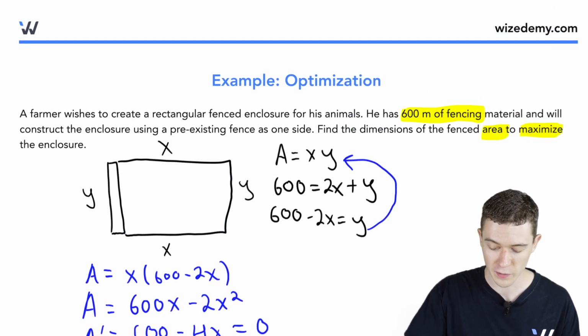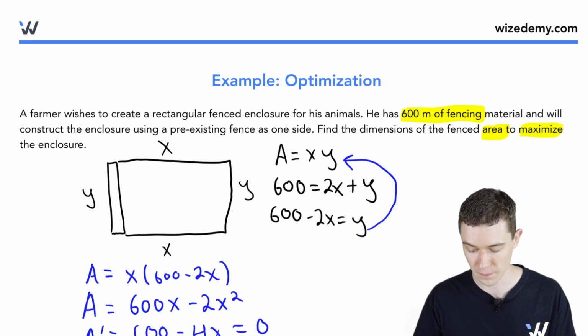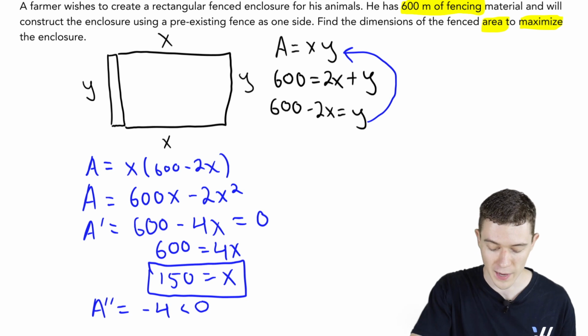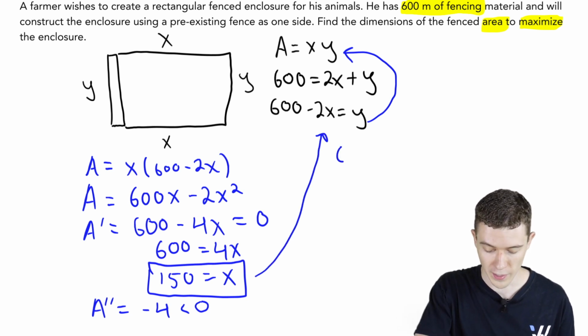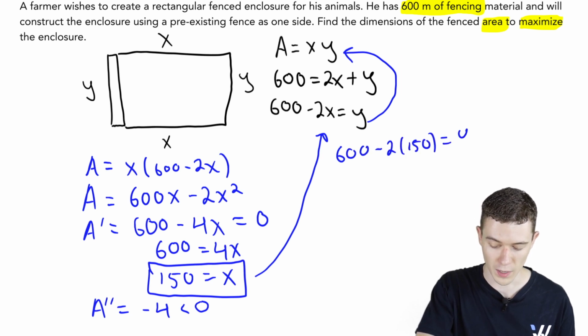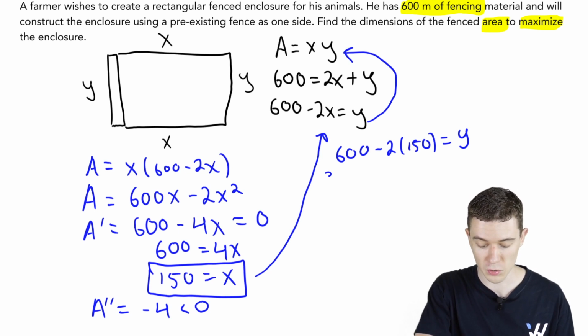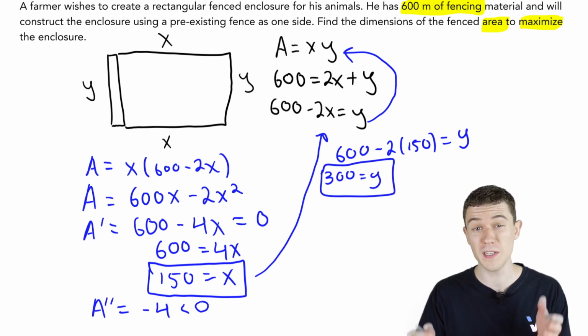What was the question? The question was, find the dimensions of the fenced area. Well, we already found one dimension. It was 150. That was x. And if we want y, we can just go ahead and substitute this into our constraint equation. We would have 600 minus 2 times 150 is y. 2 times 150 is 300, so 600 minus 300 will be 300. In other words, the dimensions of this pen will be 150 by 300.